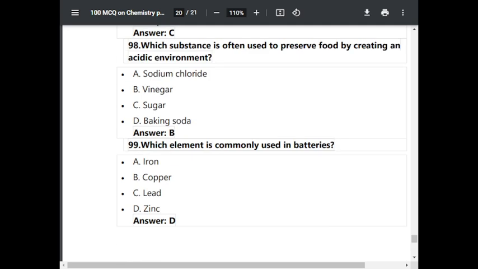Question number 99. Which element is commonly used in batteries? Option A iron, option B copper, option C lead, option D zinc. The correct answer is D zinc. Zinc is an element which is used in batteries.